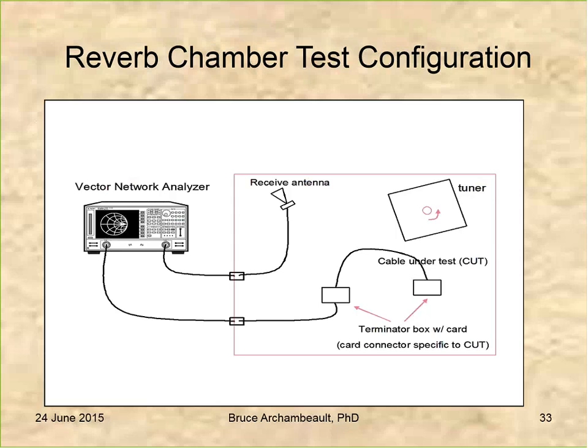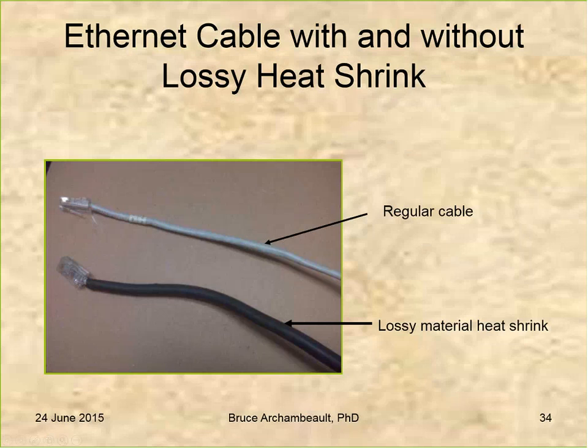So again, we're going to use a reverb chamber, and now instead of having the heat sink in there, we have these little boxes that convert from the coax to the Ethernet cable, and then the other box at the other end just terminates the Ethernet cable. We'll look at the differences between having a cable with the lossy material on it or not. It turns out that you can actually get this lossy material in a heat shrink type configuration. So we put that onto the cable. You can see a picture here of the regular cable, and then we just added this lossy material in heat shrink and heated it up with a heat gun and shrunk it onto there.